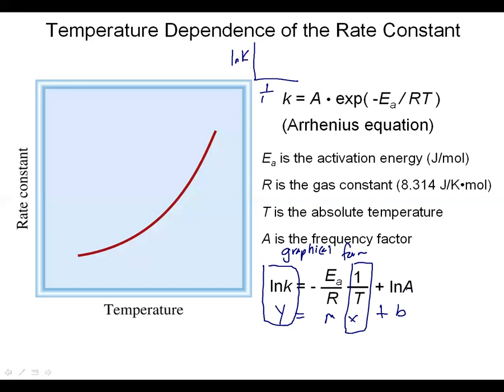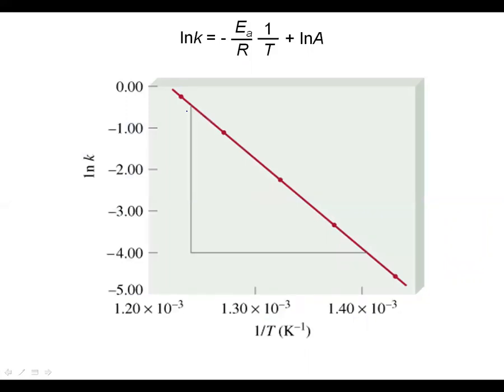And also the y-intercept would equal the natural log of A, and you could use it to graphically determine the frequency factor. You could also see that typically this graph gives you a negative slope. Again, the negative and the negative here is going to give you a positive value for Ea. So usually the activation energy is a positive value when you do that. So here again is a typical Arrhenius plot.